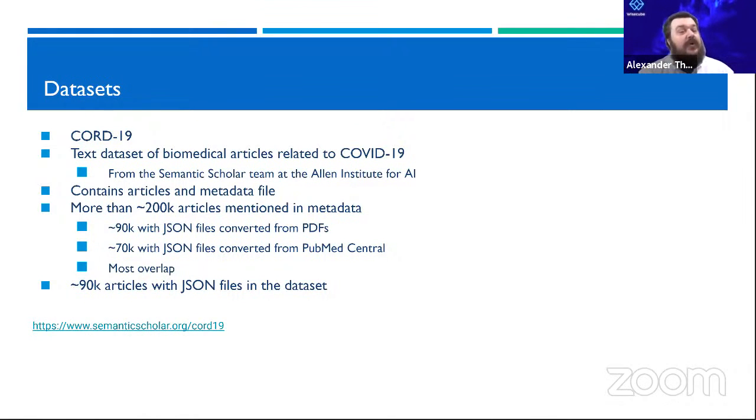But 200,000-some articles are mentioned in the metadata. However, there are only about 90,000 with PDFs and about 70,000 from PubMed Central. So overall, there are about 90,000 articles that are actually contained in the data set. Others you can probably retrieve through URLs. However, we stuck to just the articles that we matched up from the metadata and the actual articles in the data set.